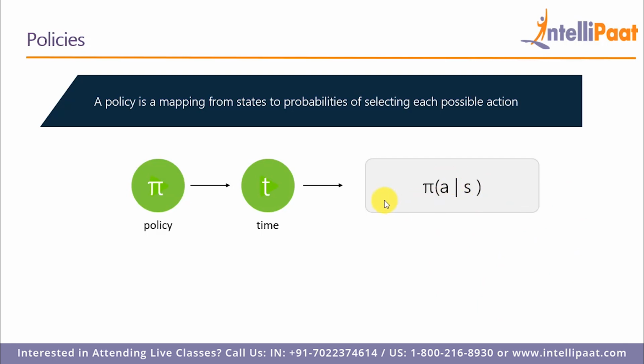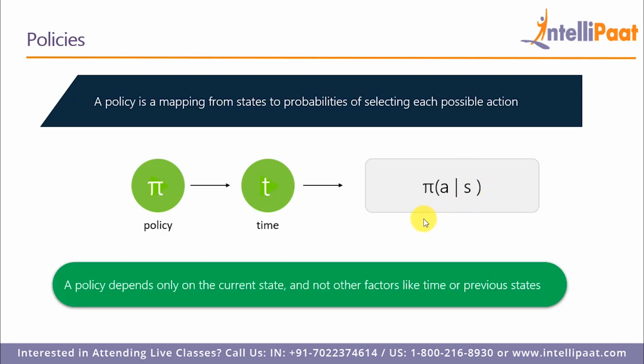If the agent is following a policy pi at time t, then pi of a given s is the probability that action a is selected when the state is s. And a policy can only depend on the current state and not on any other factor like time or previous states. So the current state should have all the information that is used to select the current action.